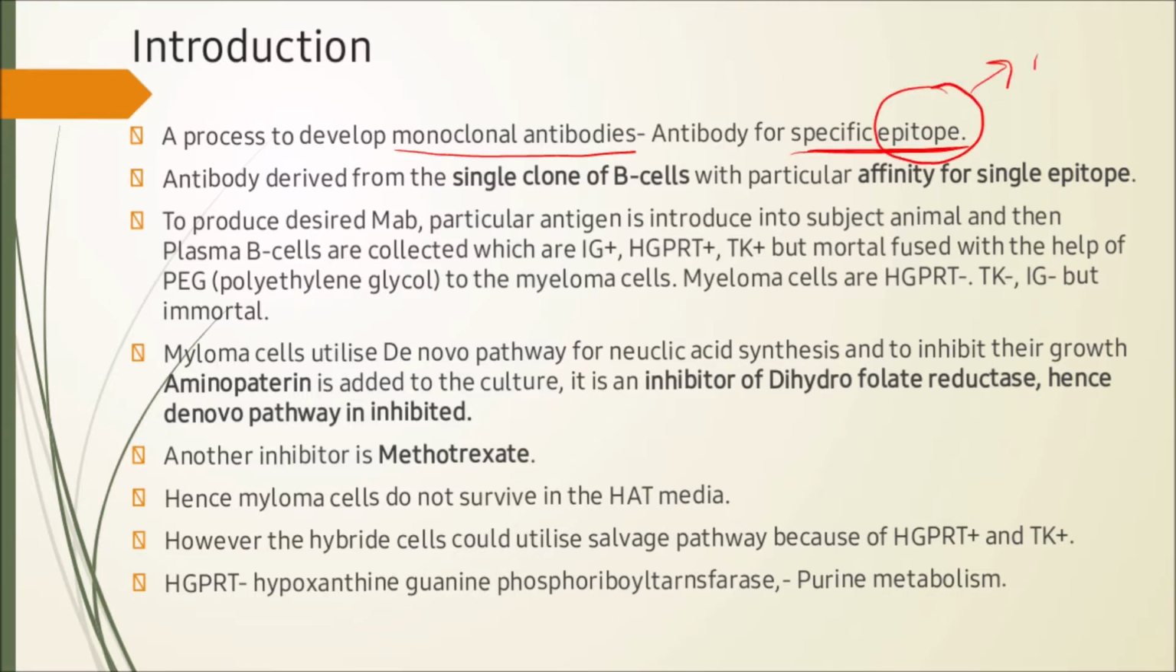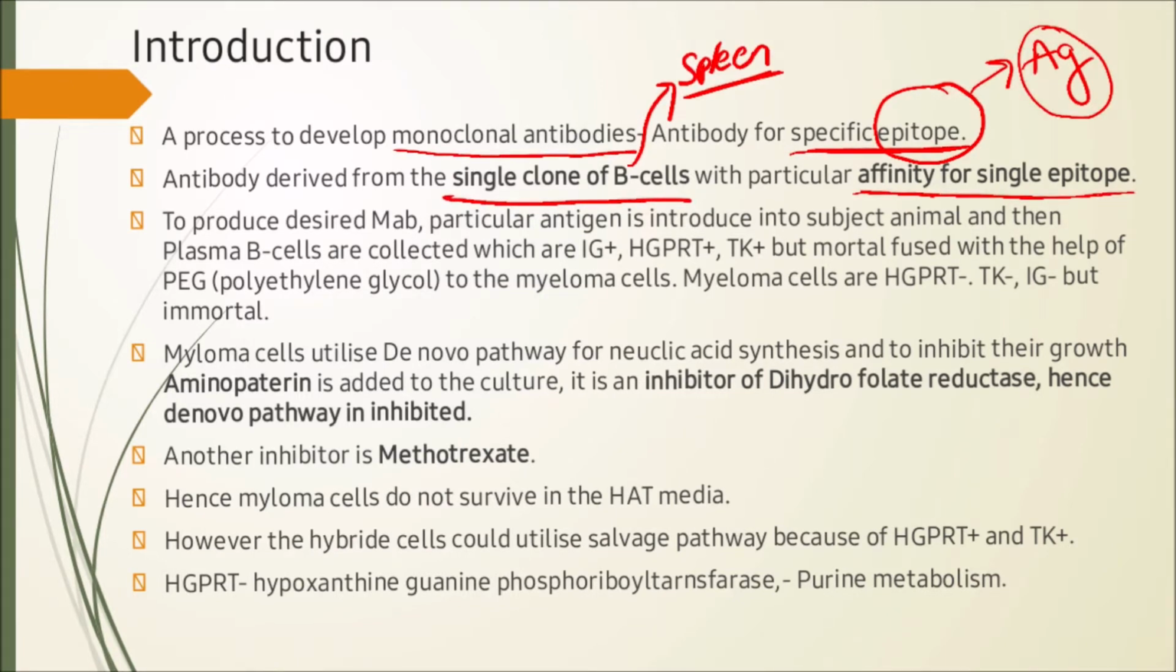Epitopes are the regions that are present on the antigen, and the antibodies recognize these regions on the antigen and will generate a response against this antigen. These antibodies are derived from a single clone of B cells, that is, monoclonal antibodies are derived from a single clone of B cell with particular affinity for a single epitope. That's why they are known as monoclonal antibodies. These single clones of B cells are taken from the spleen. Remember this, these B cells are taken from the spleens.